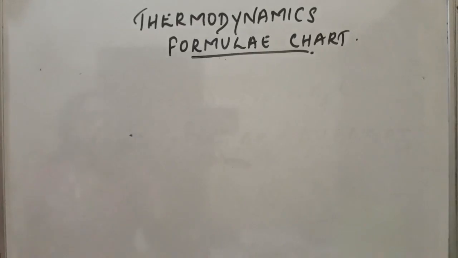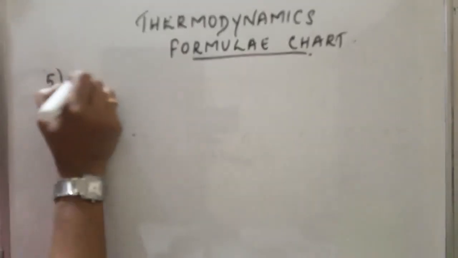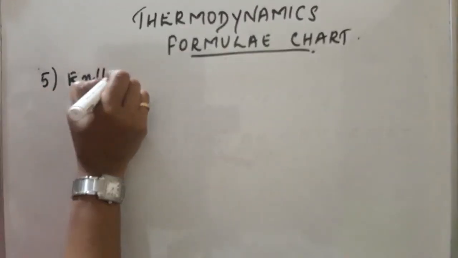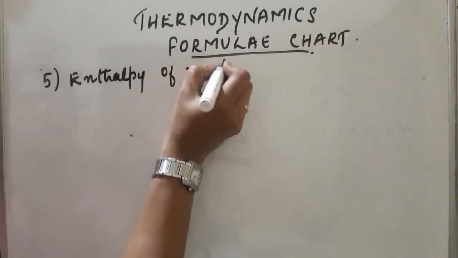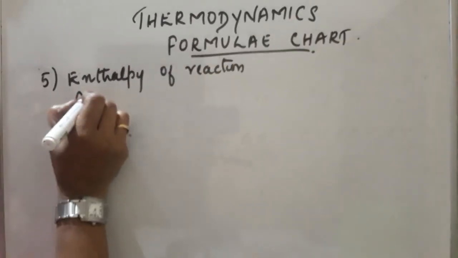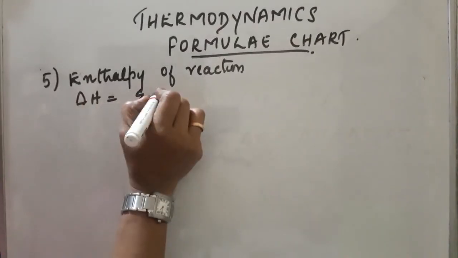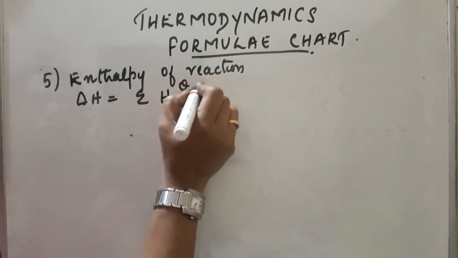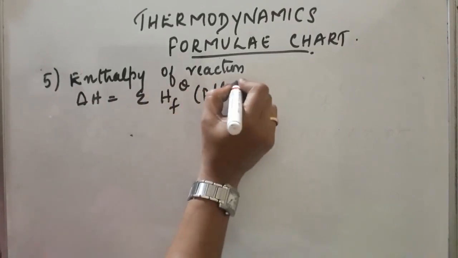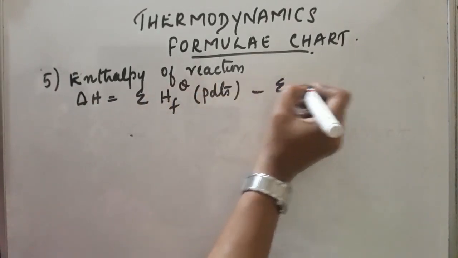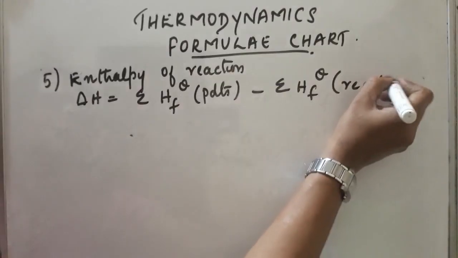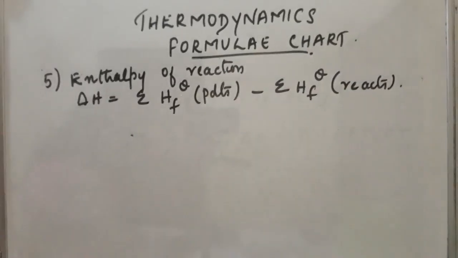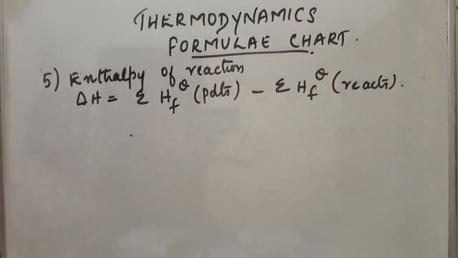Next, enthalpy of reaction. Enthalpy of reaction, delta H, will be equal to sum of the enthalpy of formation of products at standard state minus sum of the enthalpy of formation of reactants at standard state. Also, at standard state, heat of formation of every element will be taken as 0.